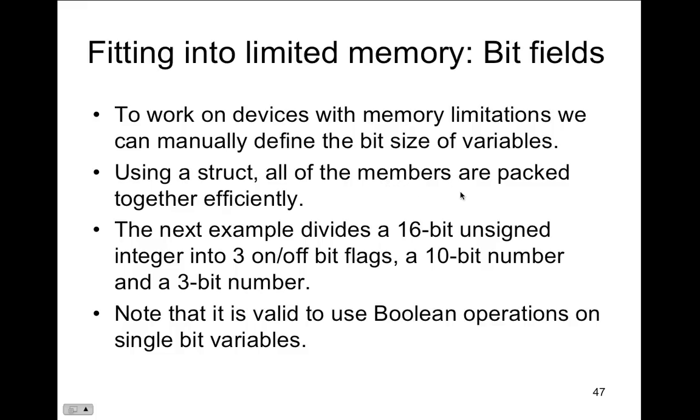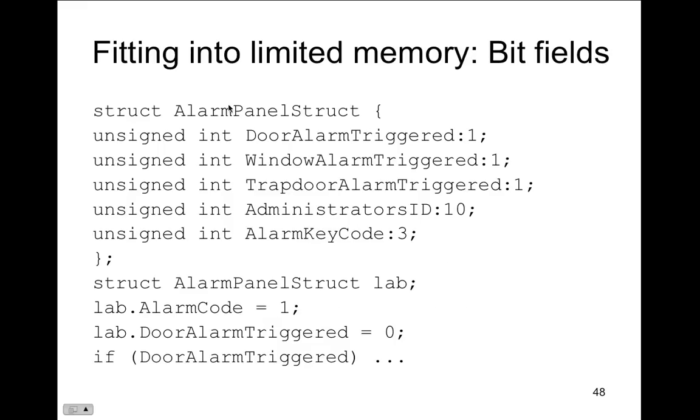The next example is going to divide a 16-bit unsigned integer into 3 on and off bits, a 10-bit number, and a 3-bit number. Now, it is valid to use Boolean operations on single-bit variables as well. So we have unsigned integer, door alarm triggered, window alarm triggered, basically the different sensors that would be tested for in an alarm kind of situation. And then, if we created a new instance of it and called it lab, we can set lab dot alarm code equal to 1. So we can check and assign it, essentially. But it's using unsigned integers as bits, essentially.